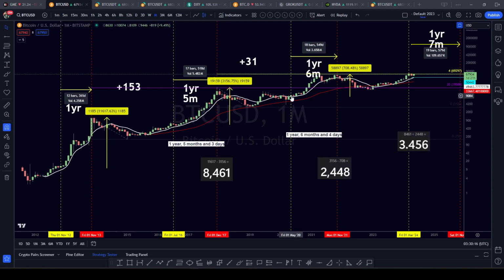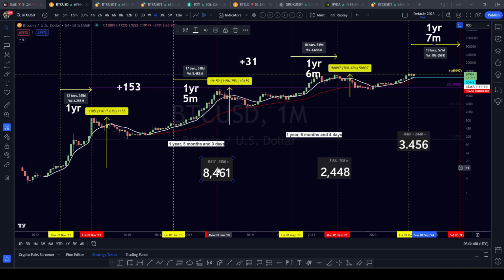Now we're going to this Bitcoin halving to the all-time high. It was 1 year and 6 months, a difference of plus 31 days from its previous halving. So we can see it was 1 year before the all-time high, then 1 year 5 months to the all-time high, then 1 year 6 months to the all-time high, which could lead us to 1 year and 7 months for this next all-time high.